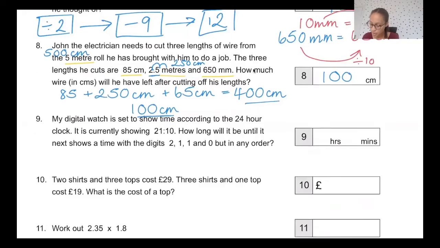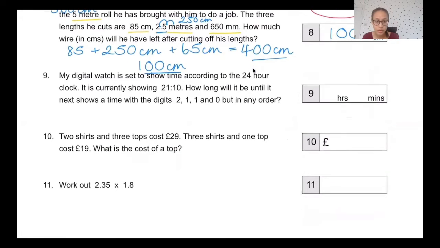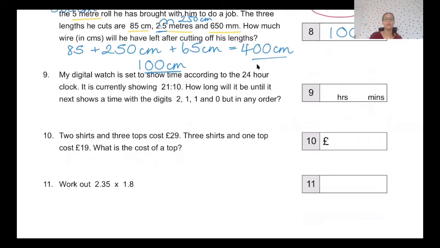Okay, question 9. Let's have a think about this one. Again, I'll give you a chance to have a think about what you think we should do first. So, my digital watch is set to show time according to the 24-hour clock. It is currently showing 21:10, so that's 9:10 p.m. for anyone that's wondering.